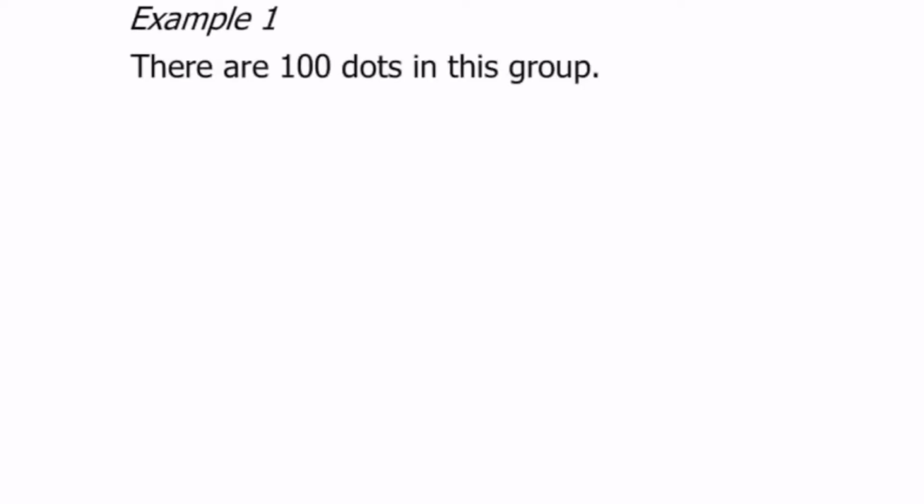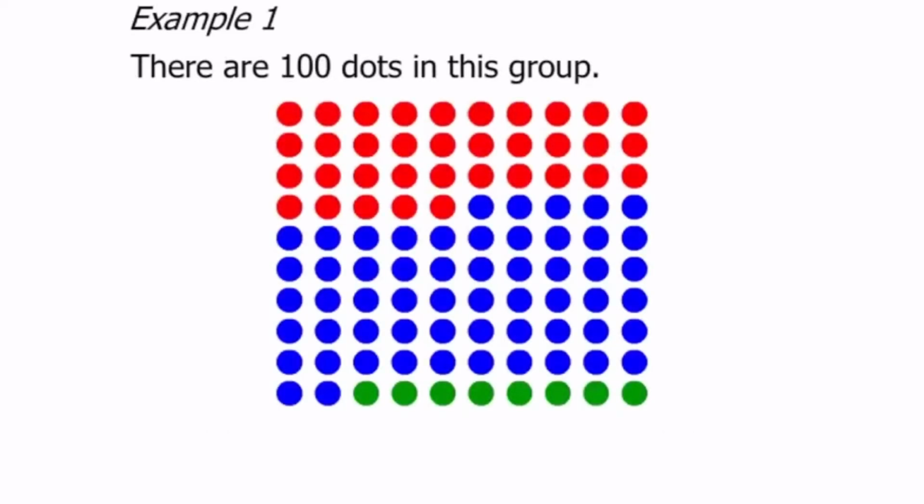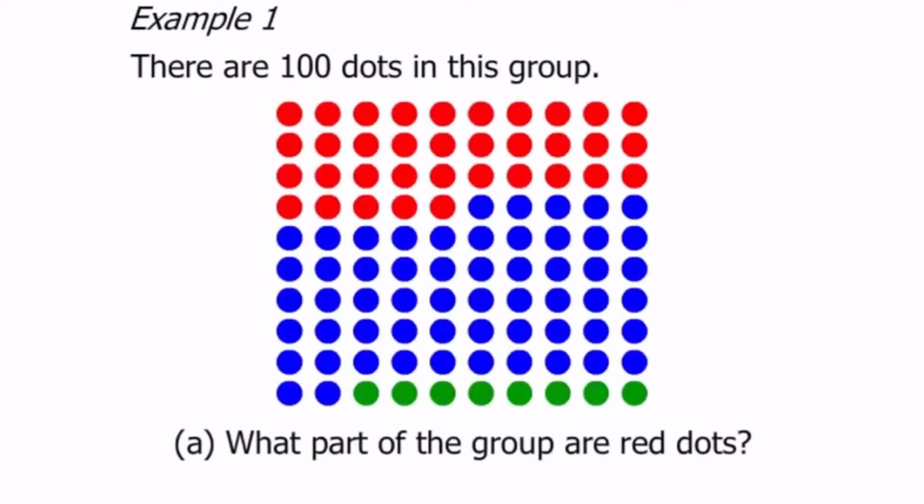Excellent. So in this part, we're going to be talking about the hundredths in decimals. Right, so it's the next place value after the decimal point. In this lesson, we do some work on hundredths to decimals. Example 1. There are 100 dots in this group. In part A, we're asked what part of the group are red dots. Well, let's count in tens where we can. So 10, 20, 30, and 5 more makes 35. So 35 out of 100. As a fraction, we write 35 hundredths, and in decimal form, 0.35.